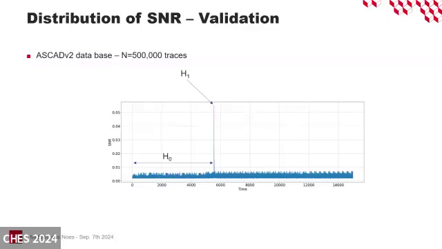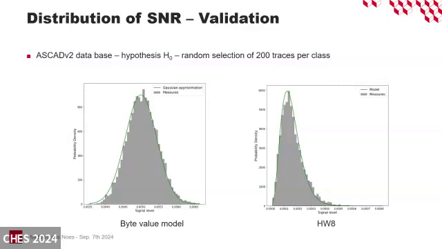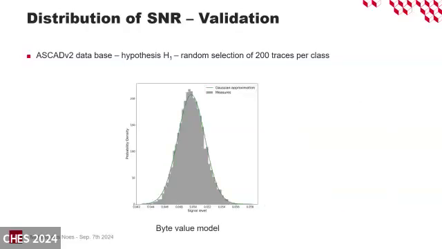We evaluate the distribution of the SNR under the byte value model and the Hamming weight 8 model. For the byte value model, we use 200 traces per class. For each class, we have a set of around 2,000 traces. We select 200 traces randomly, do a measurement, and start again, and we measure the distribution like this. For the Hamming weight 8 model, we assume at least 200 traces for the smallest classes, and when we increase the Hamming weight, we increase the number of traces. We see that the model fits the measurements for the ASCAD database. And for hypothesis H1, we also have a good match with the Gaussian approximation.